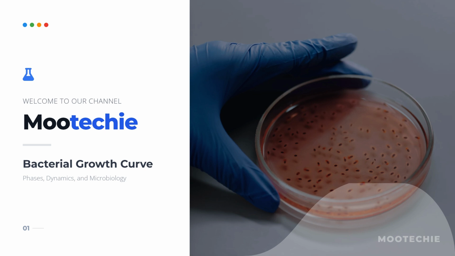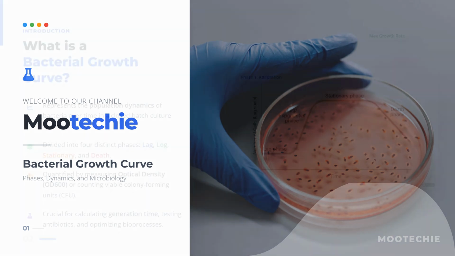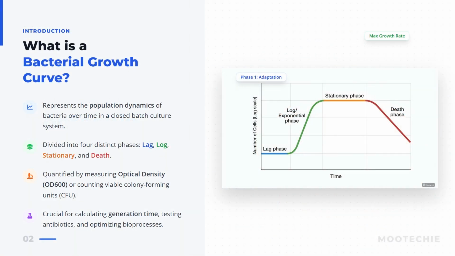This presentation will guide you through one of the foundational concepts in microbiology, the bacterial growth curve, which helps us understand how bacterial populations behave over time. Introduction. What is a bacterial growth curve? It represents the population dynamics of bacteria over time in a closed batch culture system. This means we are observing how a group of bacteria changes when placed in a fixed environment with limited resources.